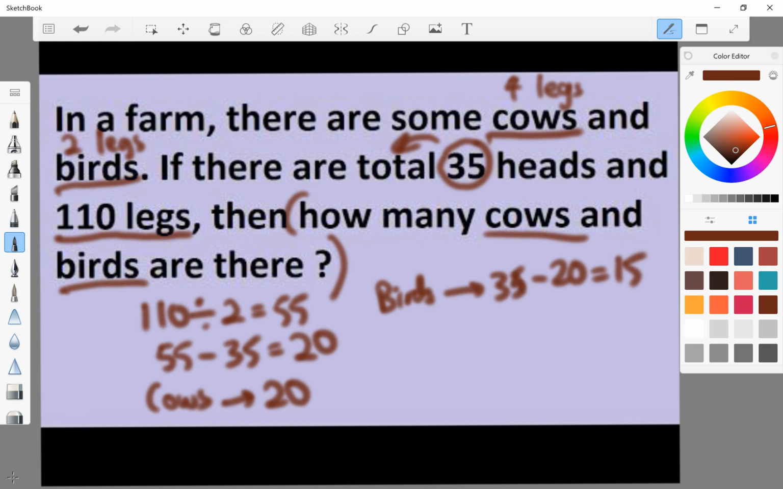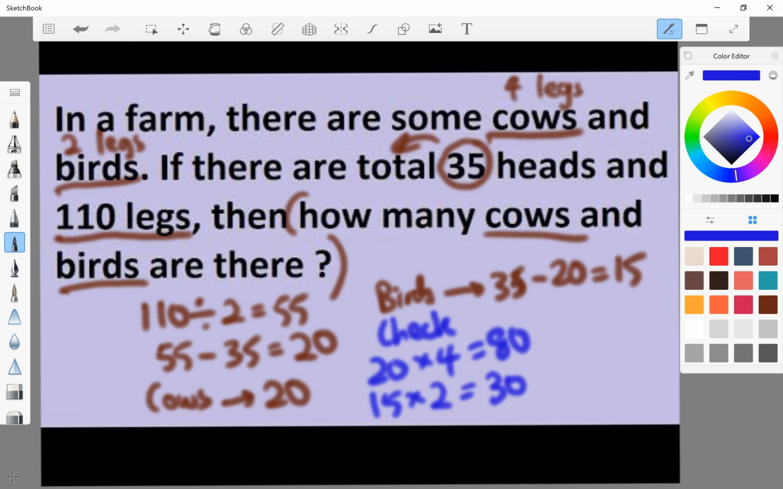Then you'll be wondering, is my answer really correct? Okay, so let us do a very quick check. So for cows, if there are 20 cows, now I'm checking. 20 times 4, 80 legs from the cows. And if there are 15 birds, 15 times 2 legs, 30 legs from the birds. Lo and behold, 80 adding 30, it indeed gives us 110 legs. Okay, so yes, this is the super shortcut method.